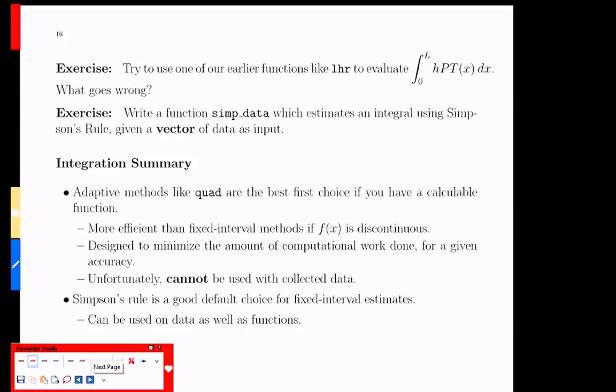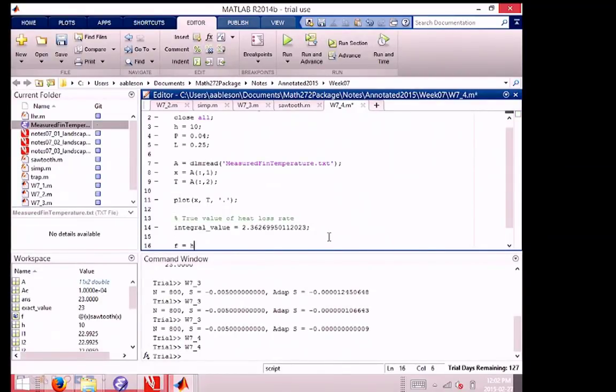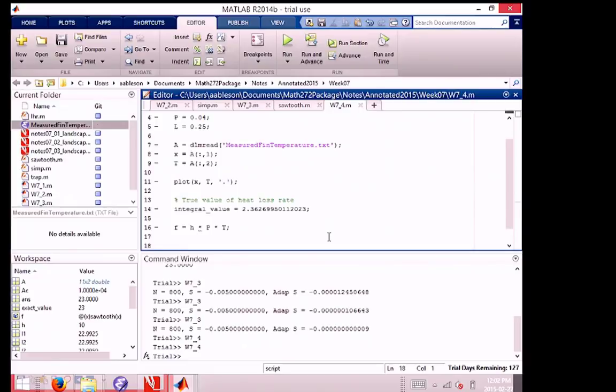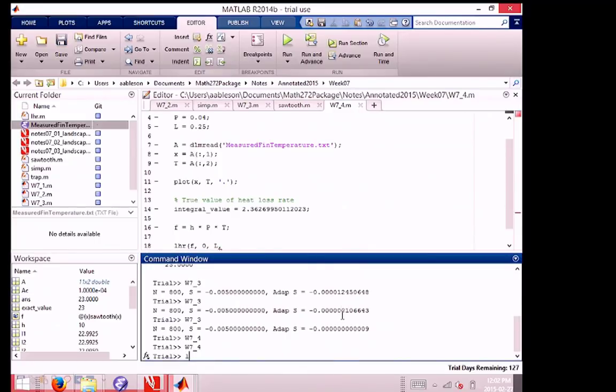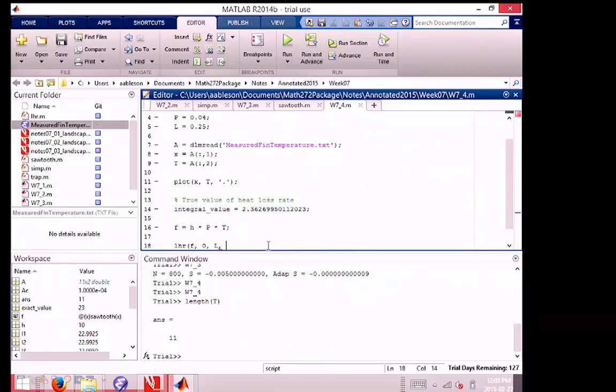Alrighty, so let's try to use what we had before. So we'll go to here. We'll notice that we had to have our function. Our function wasn't quite our temperature. It was our temperature times h times p. Left-hand rule of f from 0 to L with, let's do a quick check. We can figure out how many points we have. There's 11. So there's 10 intervals.